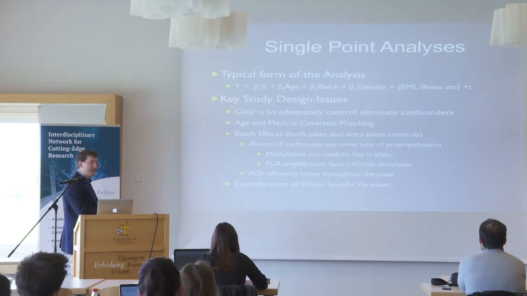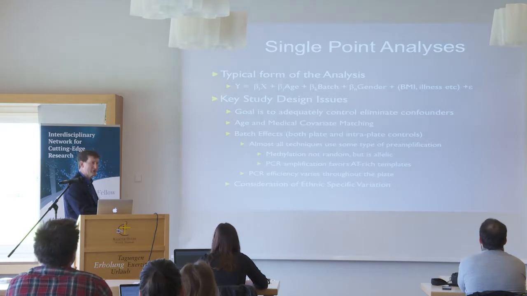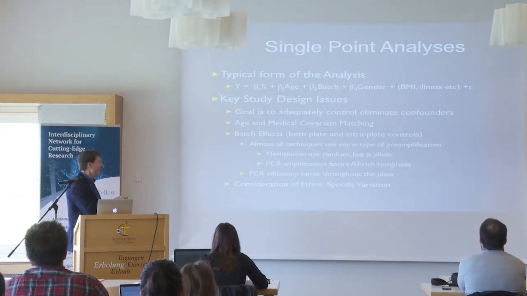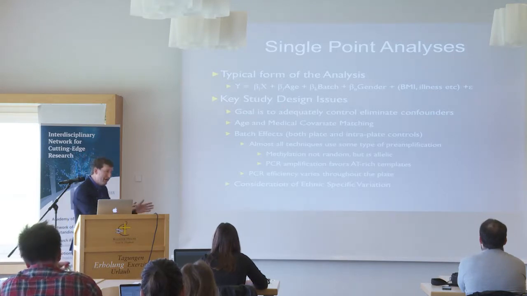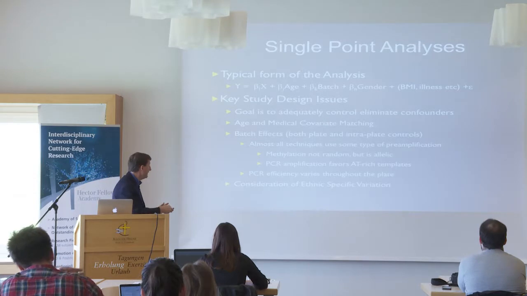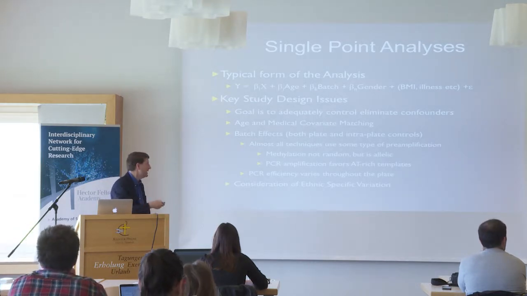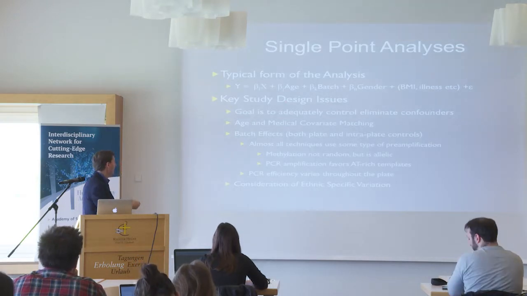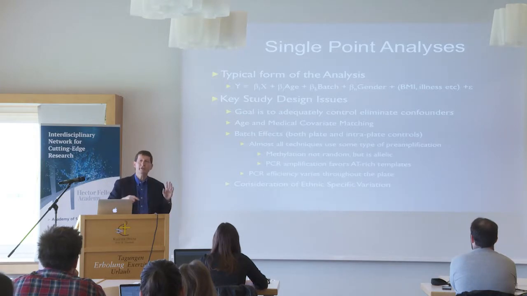Now, the confounders typically seen in single point analyses are first age and medical covariate matching. In other words, you want to make sure that your cases and controls are a similar age and that you do everything in one or two plates. The reason for that is typically candidate single point analyses do not have a lot of degrees of freedom, and you don't want to eat them up here. Now, we talked a little bit about batch effects yesterday, and Vanya did a very good job of describing that. I'm here to tell you that in single point analyses, these can be quite substantial.